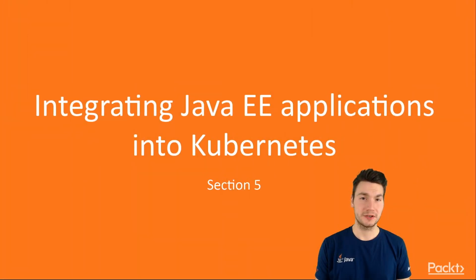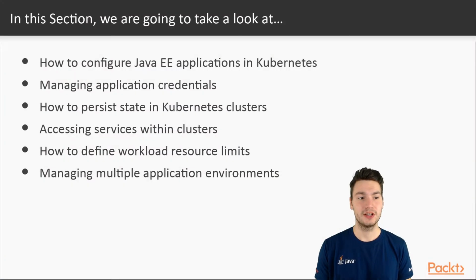In this section, we're now going to see how we can merge all these concepts and integrate Java EE applications in Kubernetes clusters. We're going to see, first of all, how we can configure Java EE applications in Kubernetes, then how we can manage application credentials, and how to also persist state in Kubernetes clusters. Then we're going to see how we can access these services within clusters and how we can define resource limits, and then also how we can manage multiple application environments.